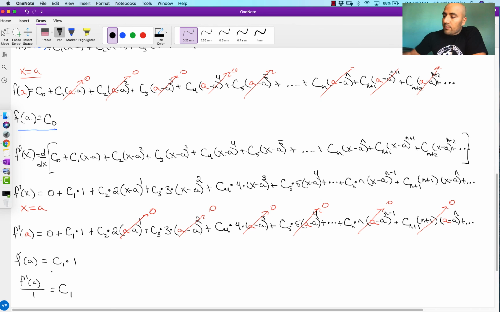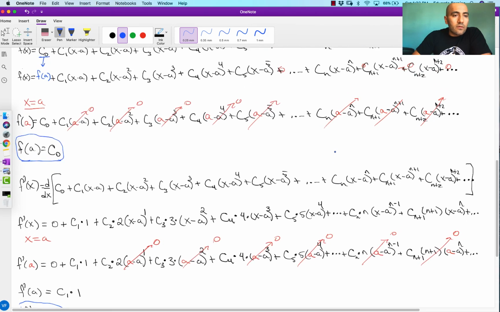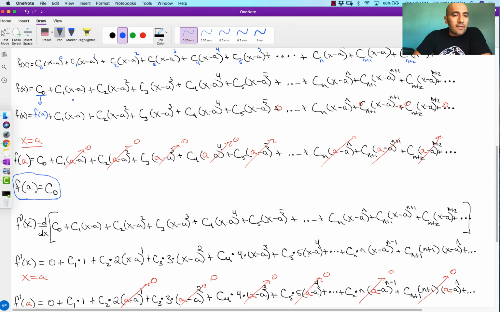But what we've accomplished then is that now we know the value of c sub 1. We found out the value of c sub 0, and now we have the value of c sub 1. So going back up here again to the original power distribution, this one, now I know the value of c sub 1. C sub 1 is actually equal to f prime of a. So let me squeeze that into here.